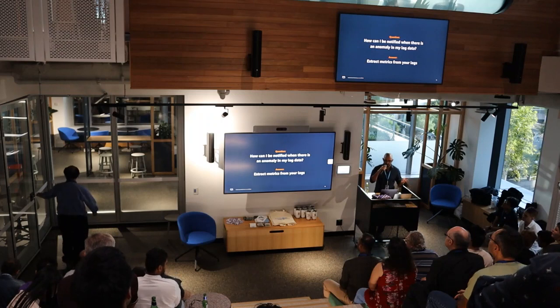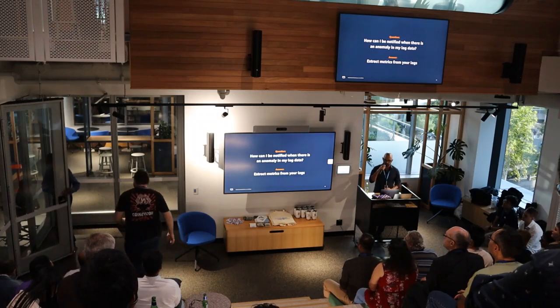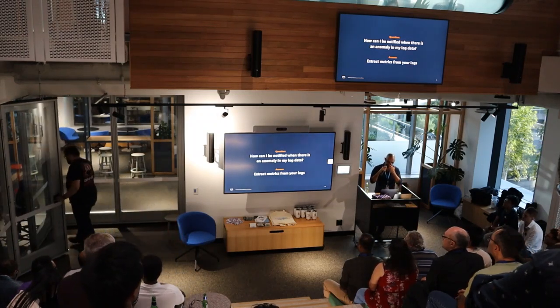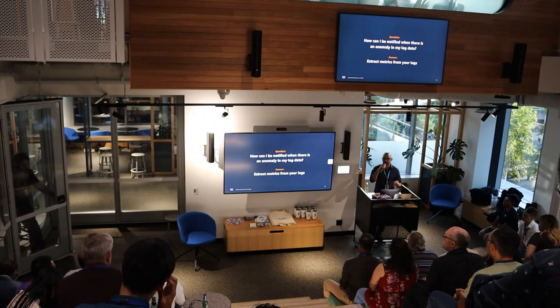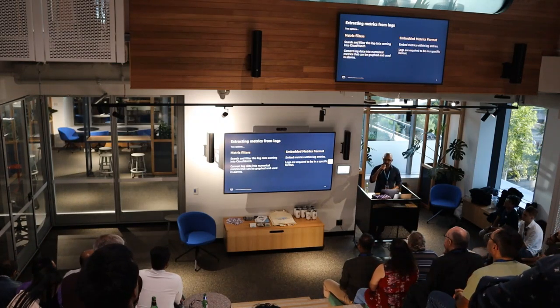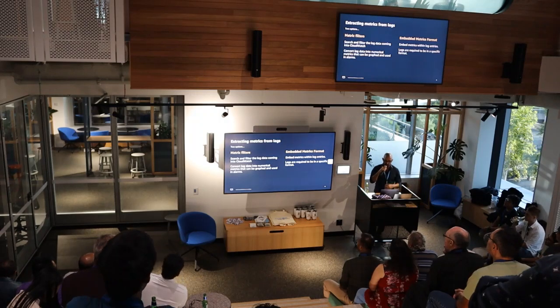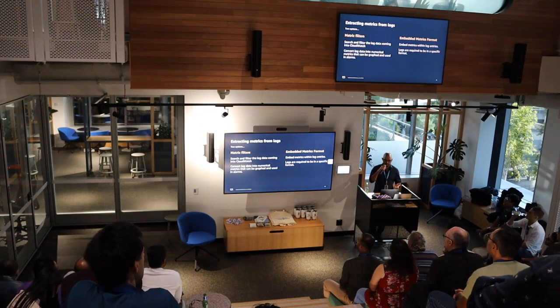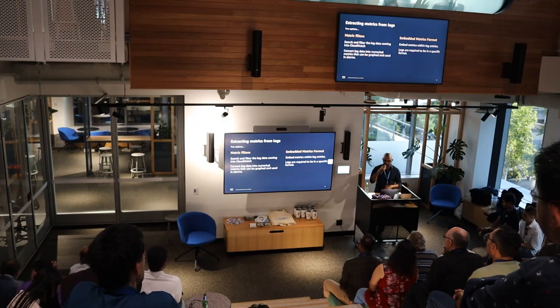So, question: how can I be notified when there's an anomaly in my log data? And the answer is, you need to extract metrics from your logs. There are two ways to do that in AWS. One is using metric filters, and one is using embedded metric format, and I'll go through each one.